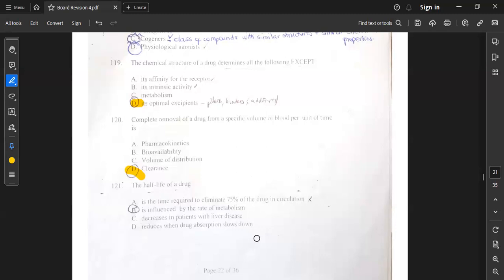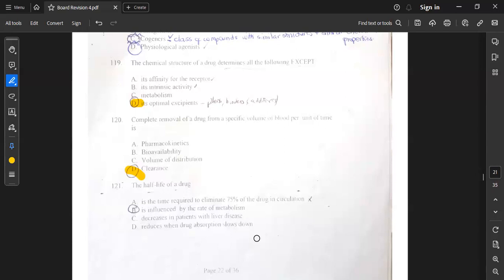That's okay. So the half-life of a drug is the time required to eliminate 75%. No, half-life means 50% of drug elimination, right? B says it's influenced by the rate of metabolism. Yes. Decreases in patients with liver disease. It does decrease, and then reduces when the drug absorption slows down. The half-life of a drug, I think, depends on the chemical structure of a drug and, I don't know. What do you think, guys?